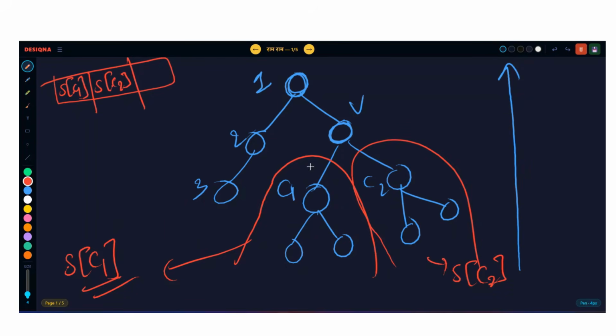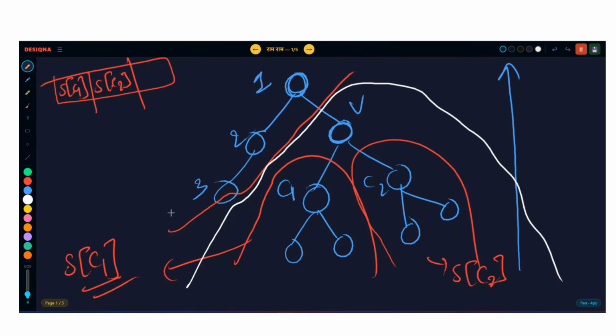Now what about the parent? Parent is this part, na? The upper branch is nothing but total minus the white part. Total, how many nodes are there in the tree? N nodes are there in the tree. Subtract the white part, which is what? S of V, the number of nodes coming under the node V.